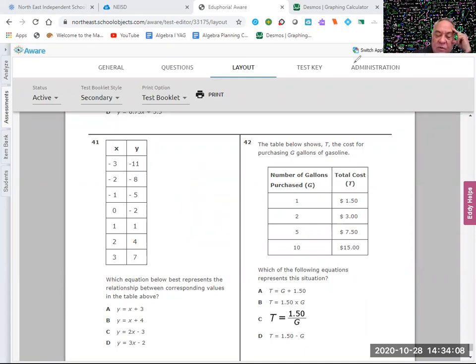And finally, number 42, any 2 points, and you can tell what the slope is because there's a difference of 1 right there. So y2 minus y1, 3 minus 1.50, 2 minus 1 over 1. So you know the slope is $1.50.